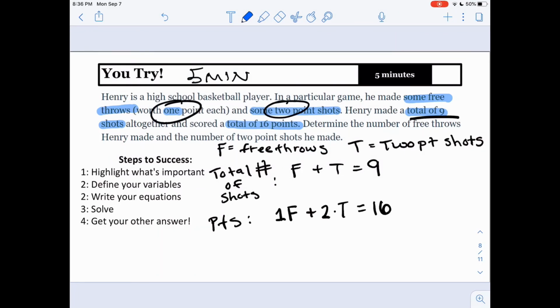I'm going to multiply this top equation by -1. I'm picking that number because we'll see that it will cancel out with the positive 1 in the second equation. Make sure, again, you're multiplying every single thing by -1. I'm going to write the result down here. -1 times F is -1F minus 1T equals -9.